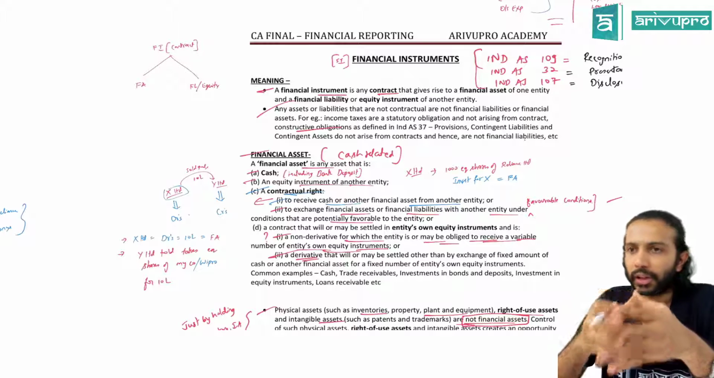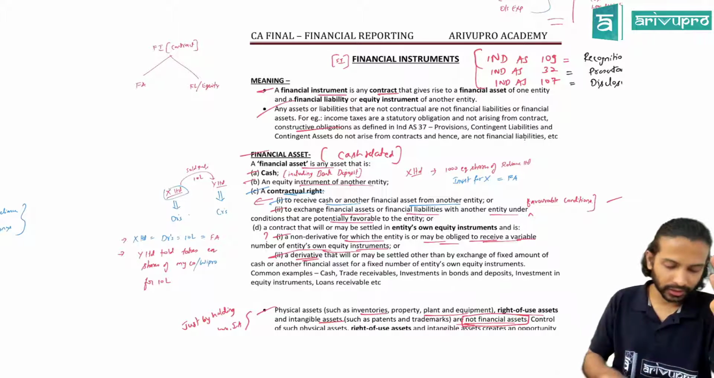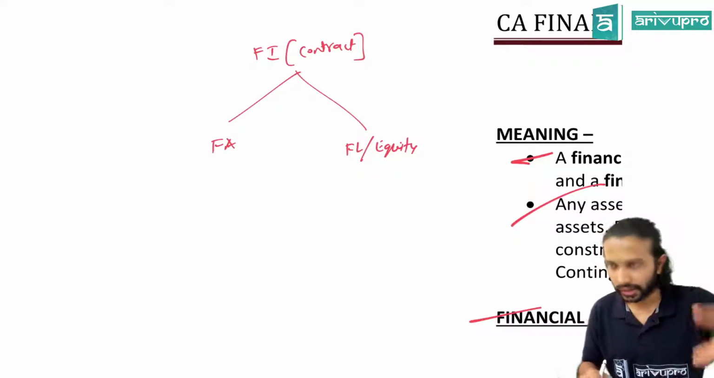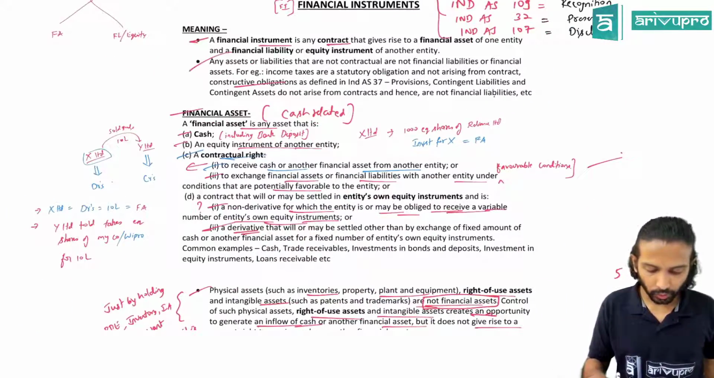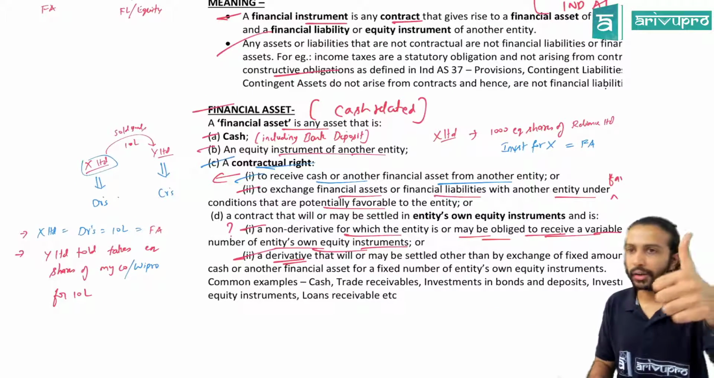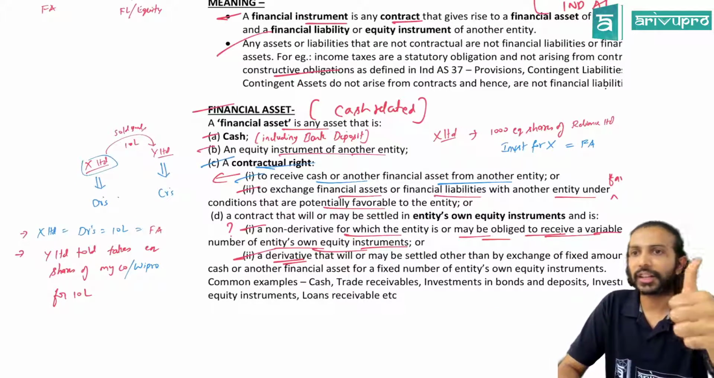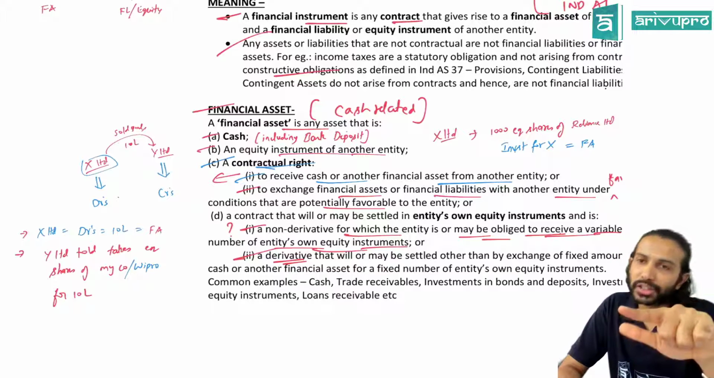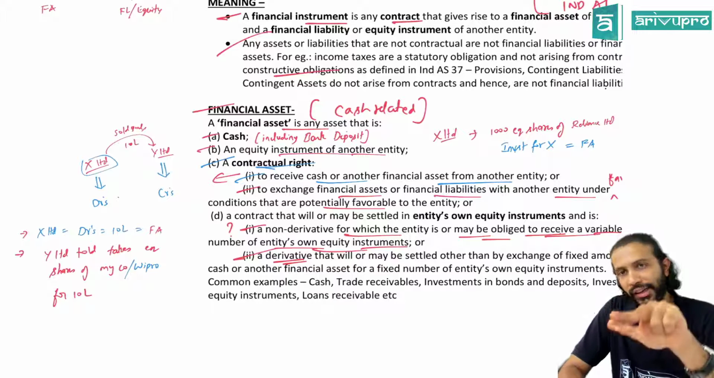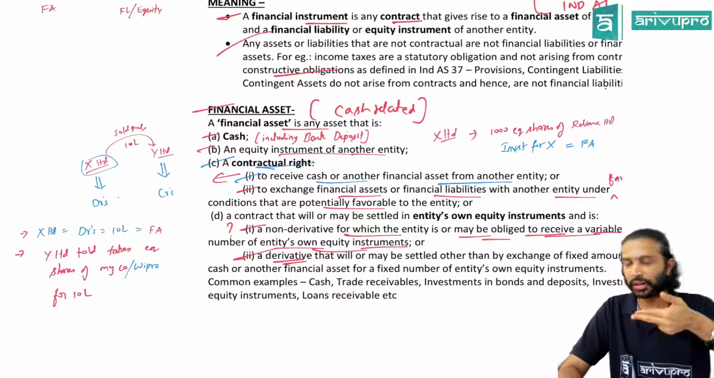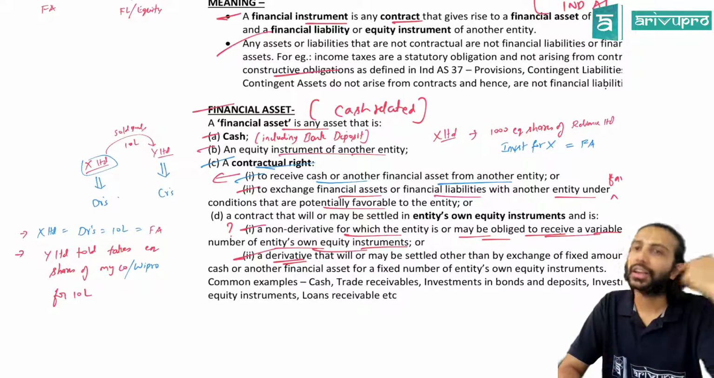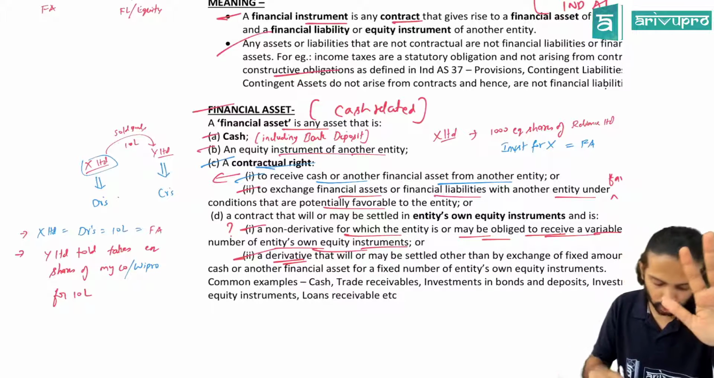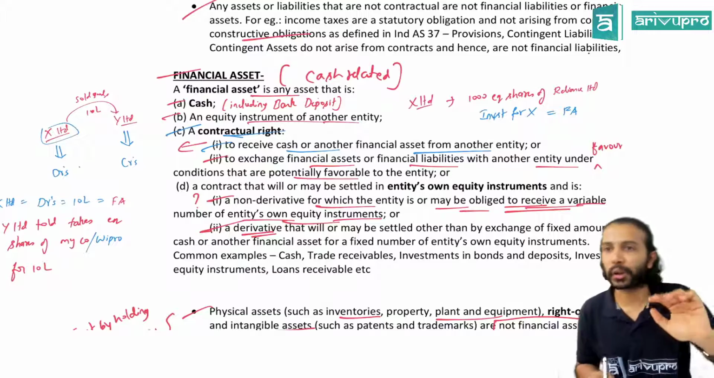Financial instrument means what? It should be a contract, and that contract should give rise to either a financial asset to one entity and a financial liability or equity to another entity. Now, features of a financial asset. A financial asset means it should be cash, including bank deposit, or equity instruments of another entity, or a contractual right to receive cash or equity shares of another company, or other financial assets. Or it could be a derivative, or you are receiving a variable number of equity shares.